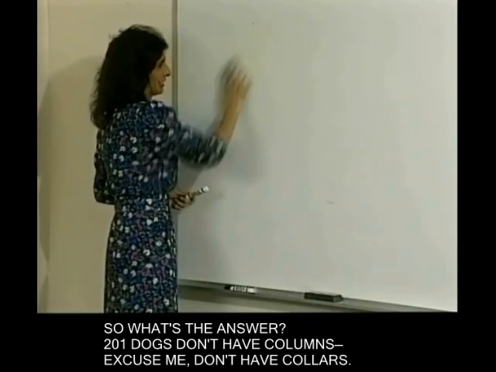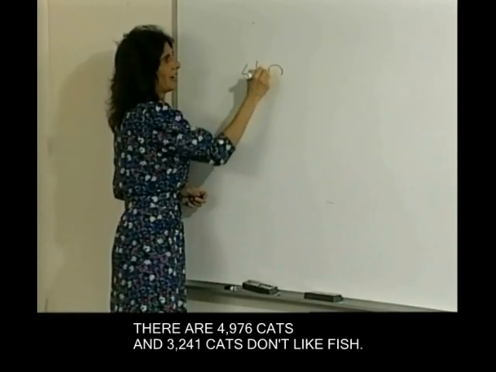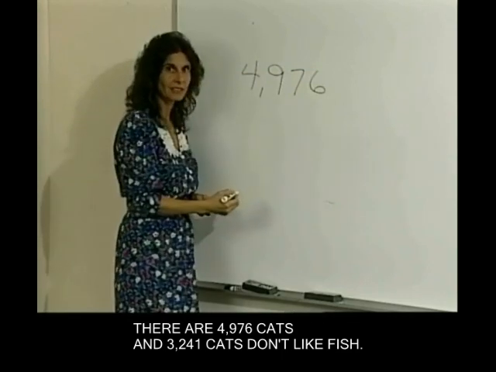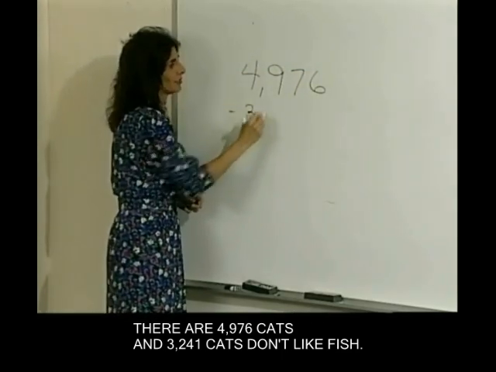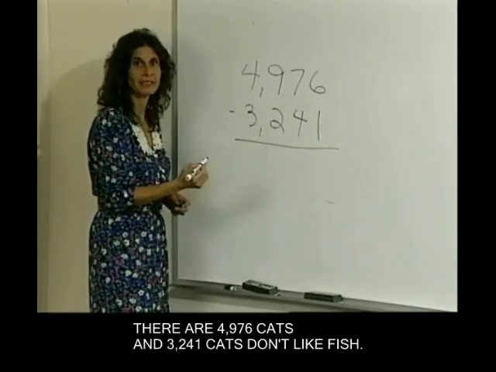Don't have collars. Now, let's say that in the same city there are 4,976 cats, and 3,241 cats don't like fish.